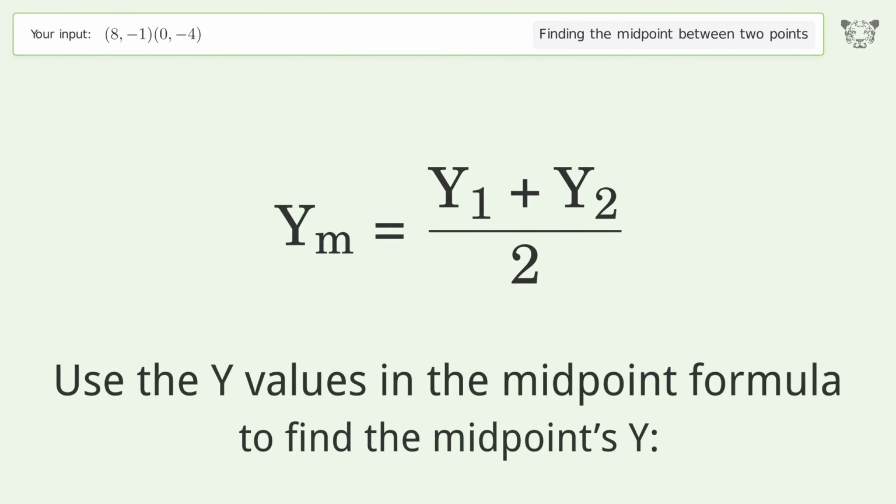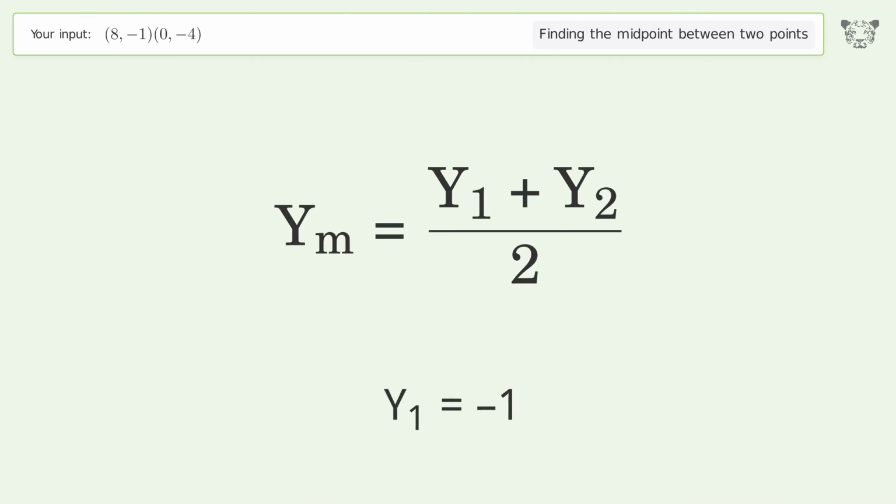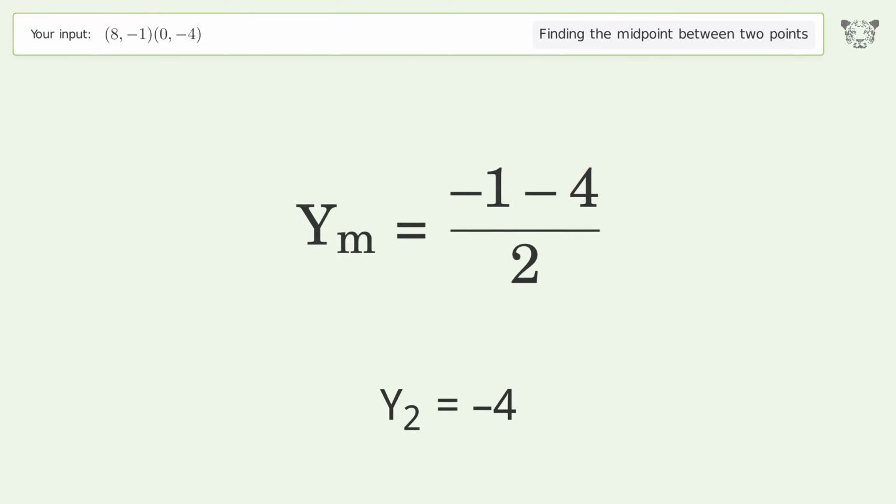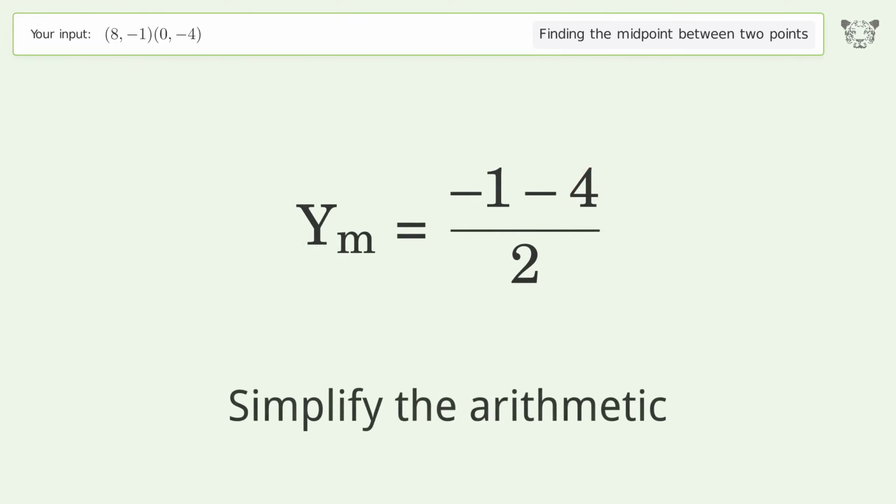Use the y values in the midpoint formula to find the midpoint's y. y1 equals -1. y2 equals -4. Simplify the arithmetic.